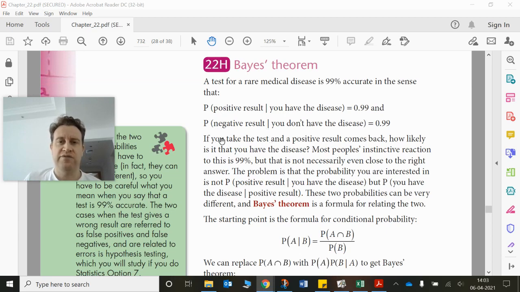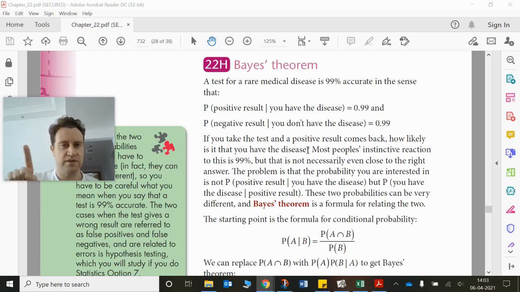If you take the test and a positive result comes back, how likely is it that you have the disease? Now, that question is different to the 99%, because what we're asking there is not what's the probability of a positive result given that you have the disease. What we're asking is what's the probability that you have the disease given that you've got a positive result.